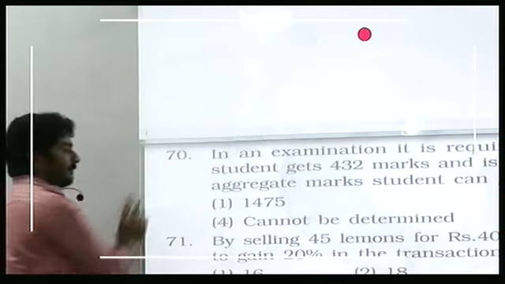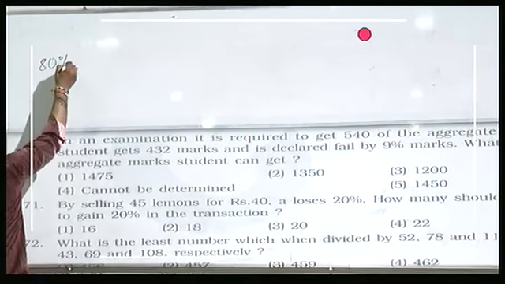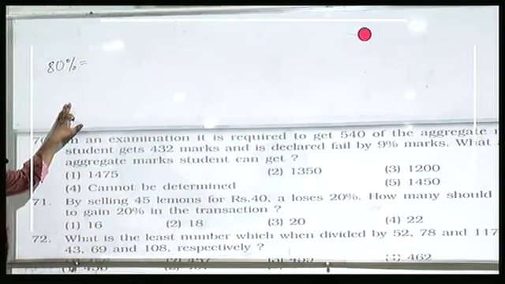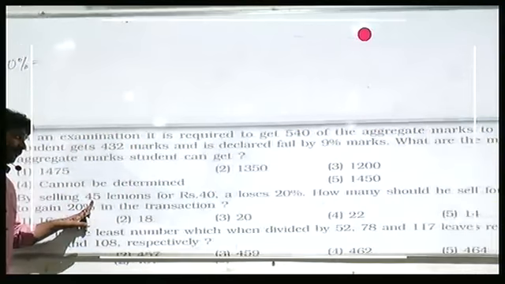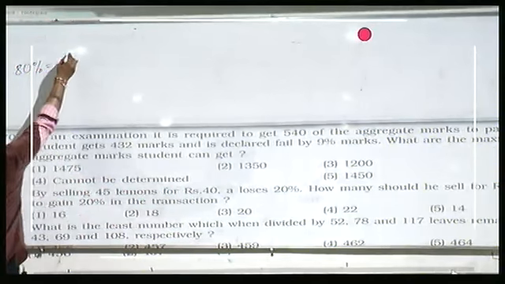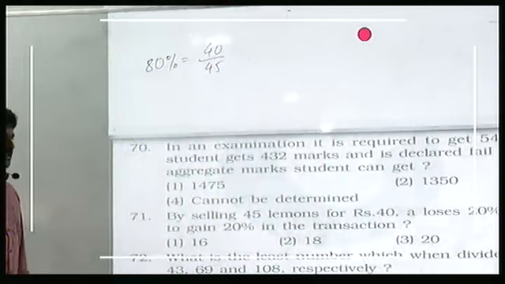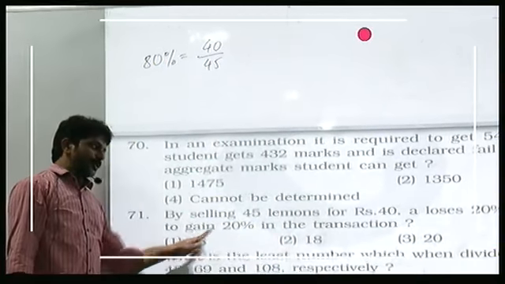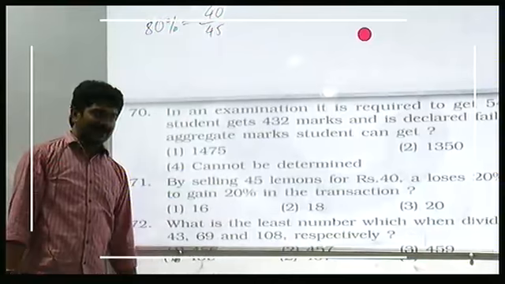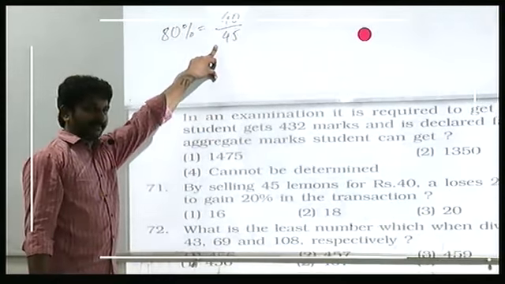By selling 45 lemons for 40 rupees, A loses 20%. A 20% loss conversion is equal to 80%. He lost 20% because he sold 45 lemons for 40 rupees. The price of 1 lemon is 40 by 45. How many should he sell for 24 rupees to gain 20% in the transaction? He wants to have a 20% profit. This is the 1 lemon price.